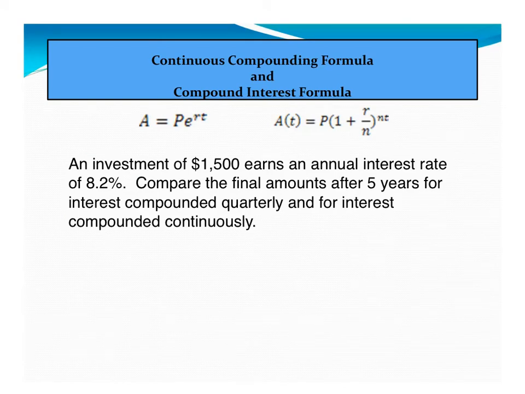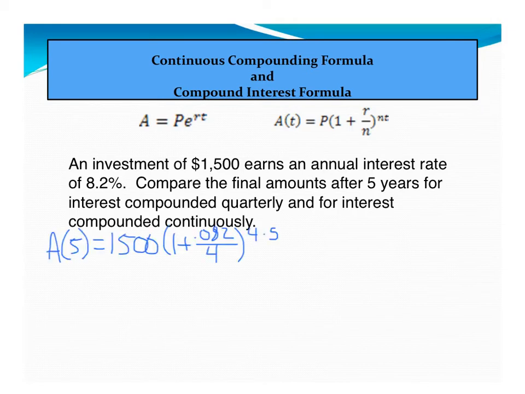Oh yeah, some word problems. We just learned these the other day, so we might need a little more practice. All right, so I have an investment of $1,500 that earns an annual interest rate of 8.2%. Compare the final amounts after 5 years for compounded quarterly and compounded continuously. Okay, so we have to do both. Well, if I'm going to do compounded quarterly, I'm going to use this formula right up here. So let's plug all of our numbers in.